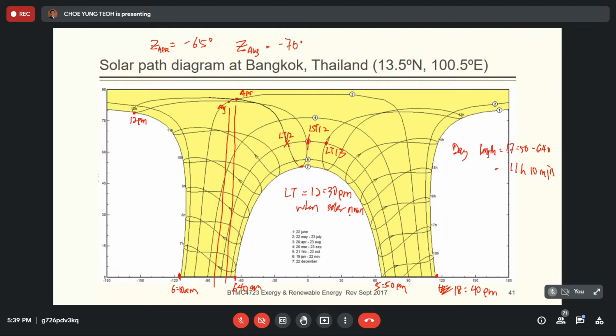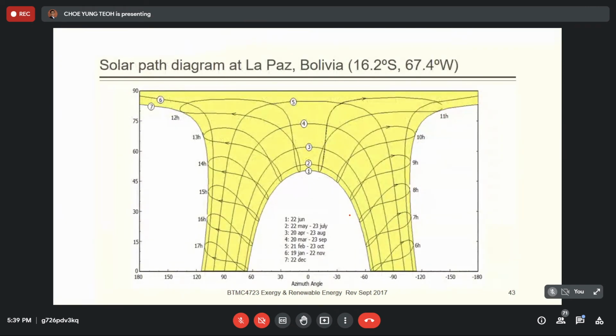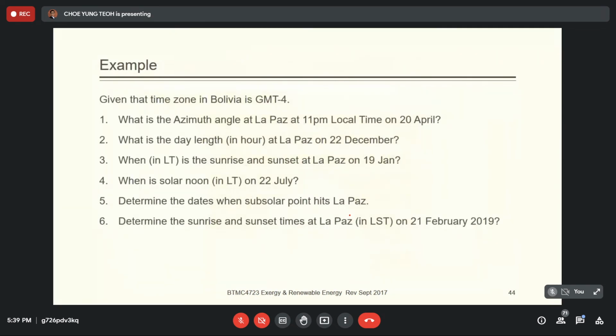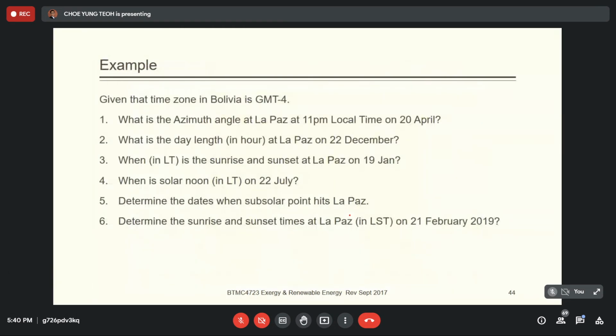This is for Bangkok. And we still have a few more, but I think they will be similar. Okay, I think you can learn this at home. You can try. If any question that you cannot answer, then you can raise it during the next lecture. Or else I think everything seems good: to find the altitude angle, to find the day length, to find the difference between local time and local solar time, and then the sub-solar point. Okay, I think should be okay.